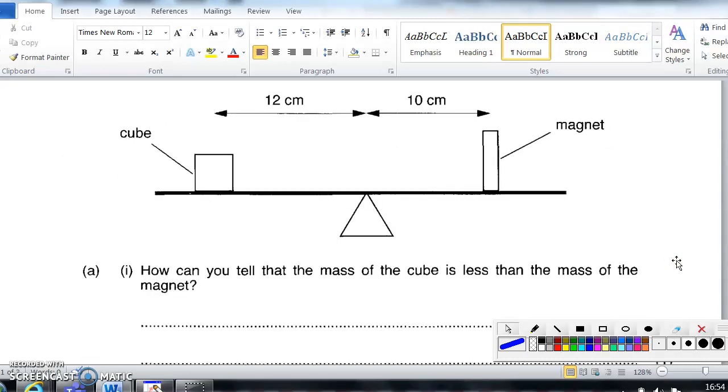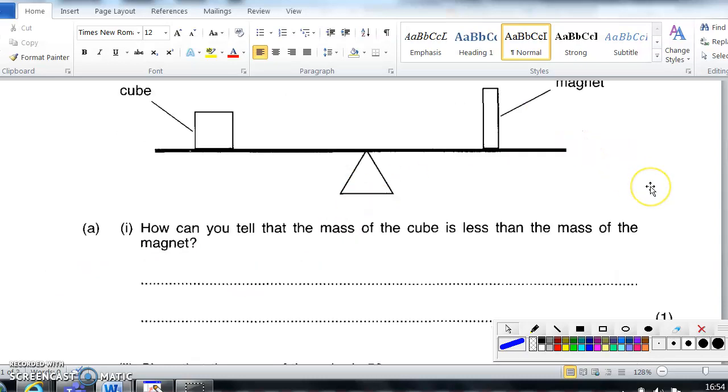So, first question. How can you tell that the mass of the cube is less than the mass of the magnet? If you see that the magnet is 10 centimeters away, the cube has to be 12 centimeters away in order to balance. So you need to say the cube is further away from the pivot in order to balance the magnet. Okay, mention both the cube and the magnet.